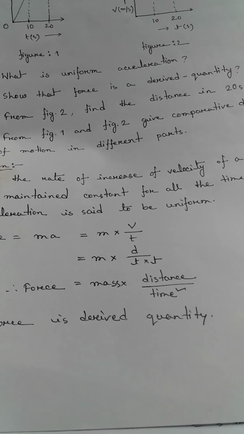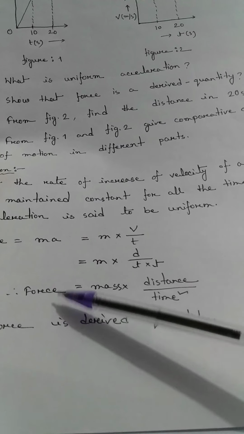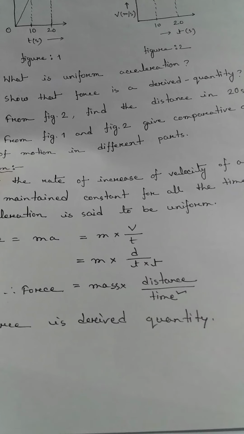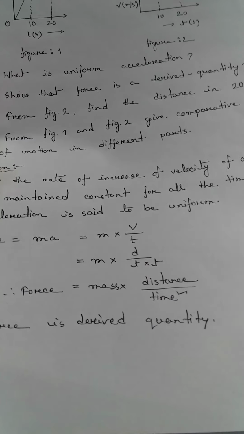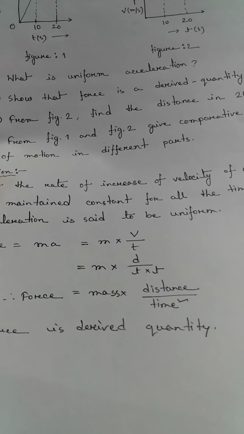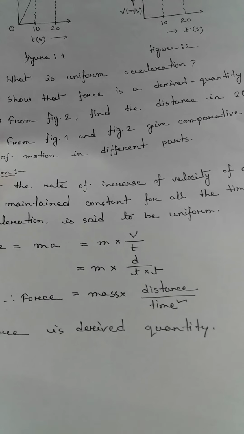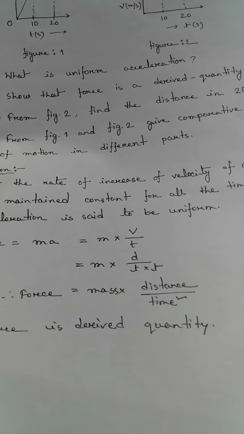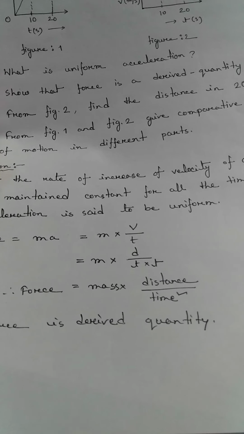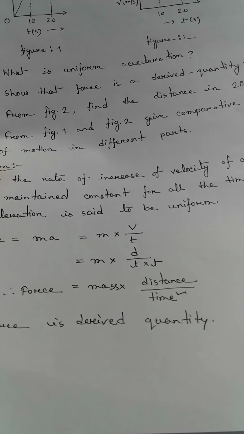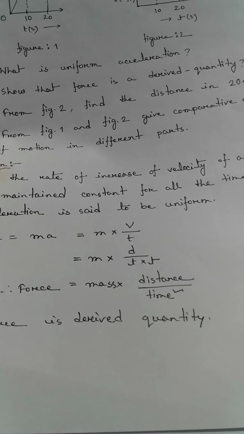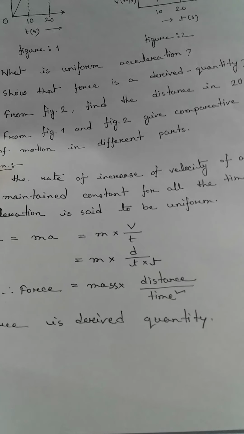That means if we break down force, we get some more quantities. What is a derived quantity? When we get a quantity from more than one quantity, using two or more quantities, then that is called a derived quantity. So to get force we have to know three quantities: mass, distance and time. So it is definitely a derived quantity.